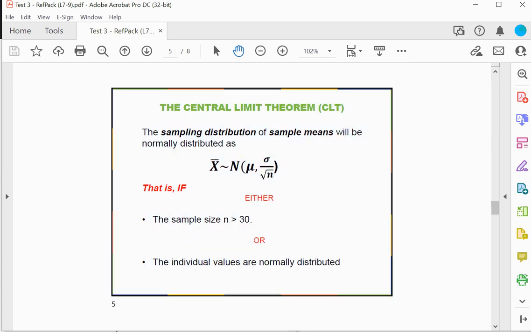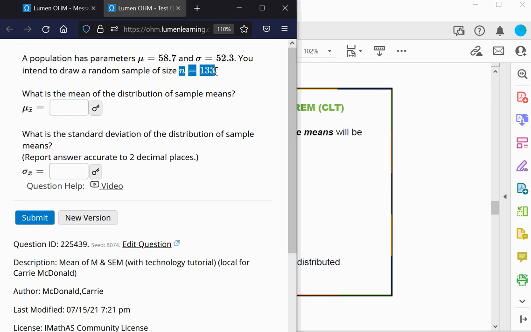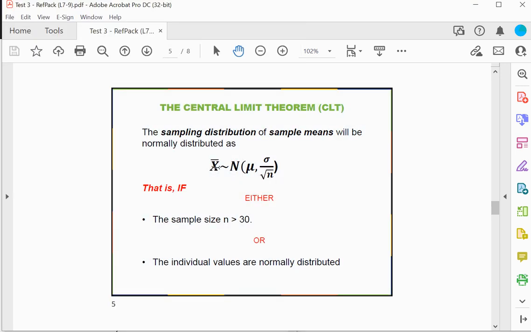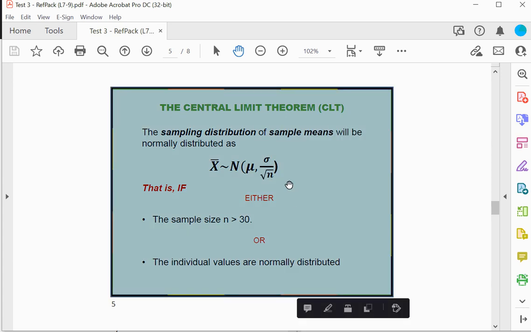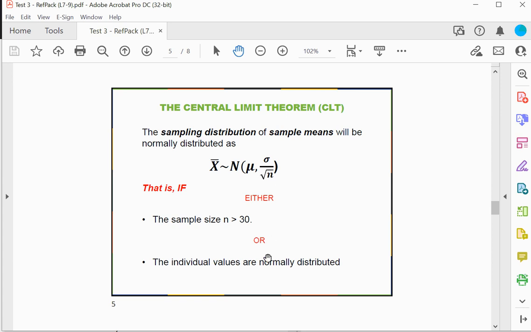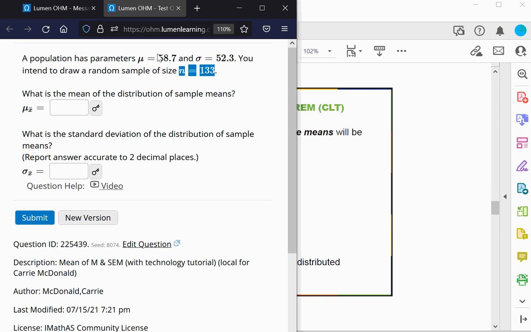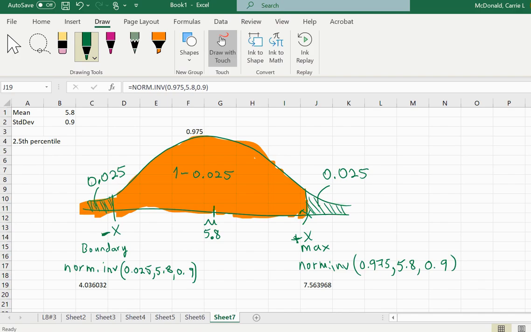So looking at this problem here, we have a sample of greater than 30. So the central limit theorem is definitely going to hold here. So now we know that the mean of the sample means is going to be the same mean as the original distribution, and the standard deviation of the sample means is going to start with the same standard deviation as the original population, but then divide by the square root of n. So the first part of this problem is easy. We use this same mean of the original population. But for the standard deviation, we just have to take this number, 52.3, which is the original standard deviation, and divide it by the square root of n. So we're going to do that before we do anything else.